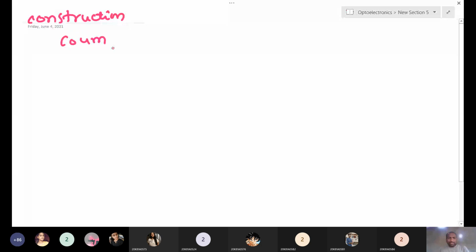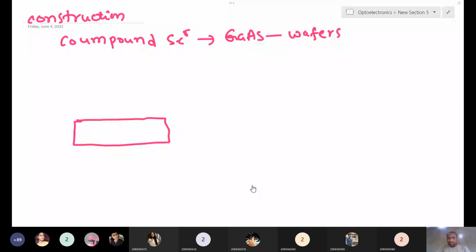Compound semiconductor. So in these semiconductors, here also we can make gallium arsenide wafers. We'll make wafers. Anything we can make as wafers, but different. Suppose if you take a wafer, first, suppose here we will take n plus region.